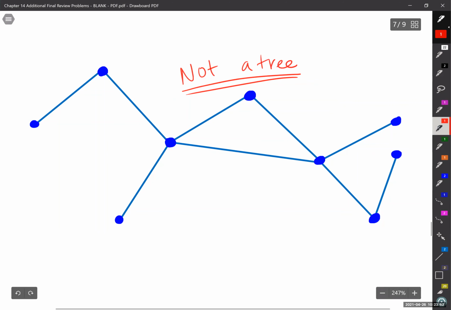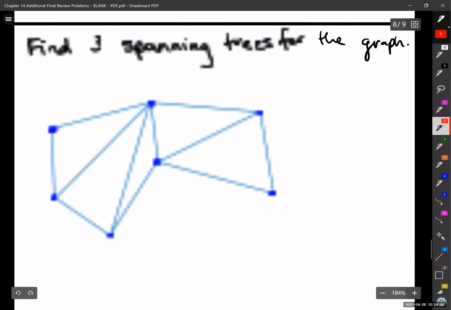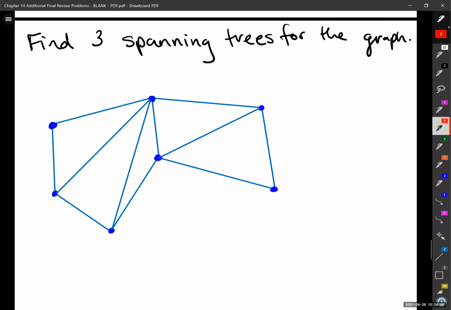And our next topic that we're going to talk about is how do I take something that's not a tree and by deleting edges turn it into a tree, which is the idea of spanning tree. Now, the whole idea with spanning trees is remember you're only allowed to delete edges. You've got to keep the same number of vertices and you can never add edges.